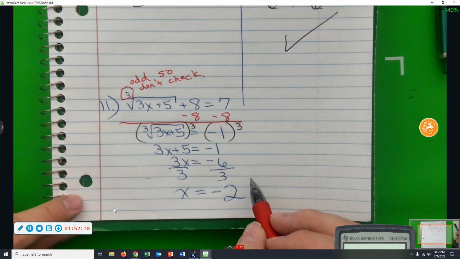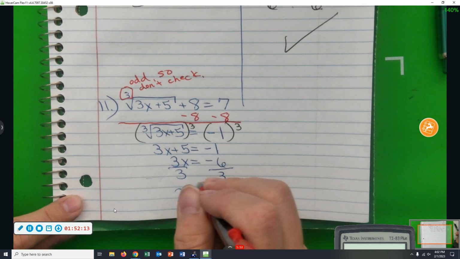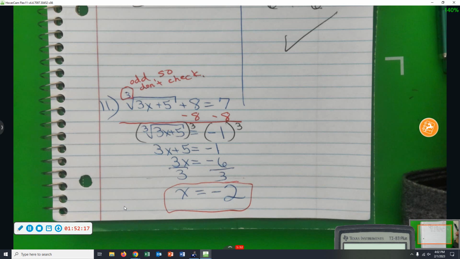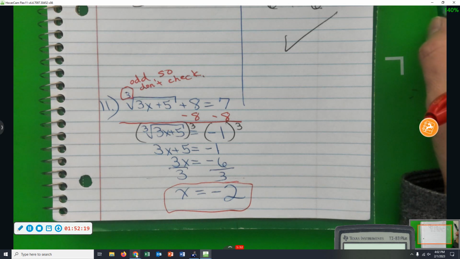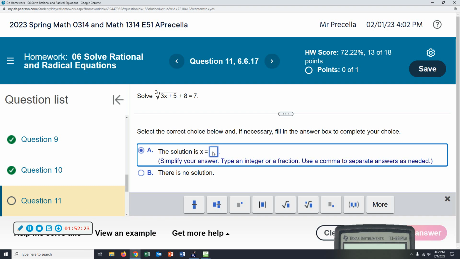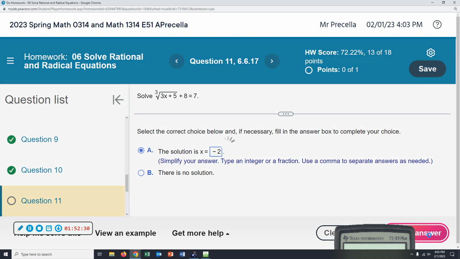And notice what I'm doing. It's been a while since I've done this. I just boxed it in. I didn't have to check my answer, because I didn't raise both sides to an even power. The power I was using was odd. -2, right? Is that it?